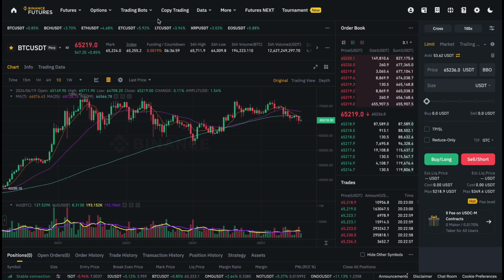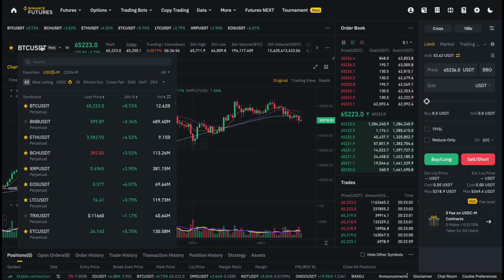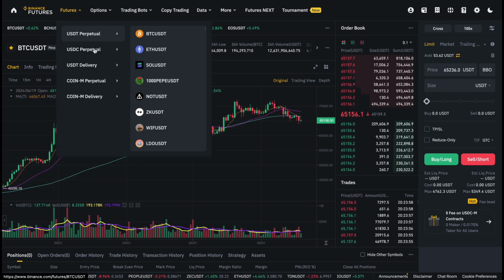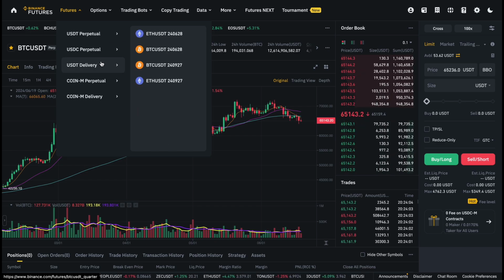Now a quick overview of the page. Here you have your trading pairs. You're trading Bitcoin using USDT. You can see here that it says perp. Well, what is perpetual and what is delivery? Well, perpetual is a contract that doesn't have an expiry to it, while on the other hand, delivery has an expiry to it. As you can see, next to each coin you have 240927.